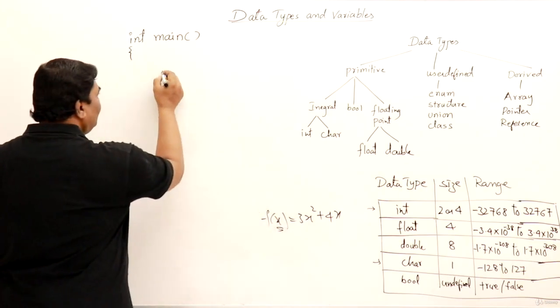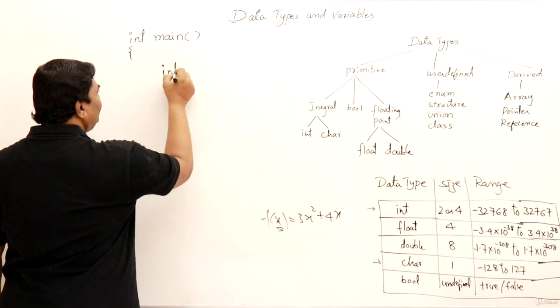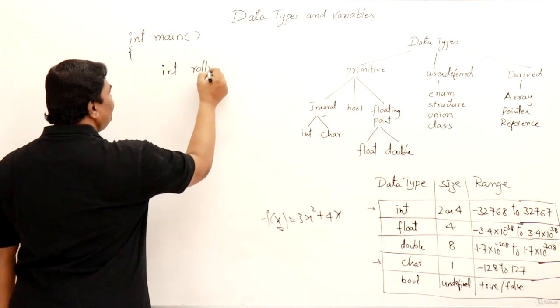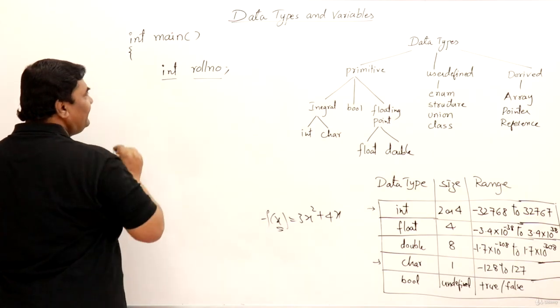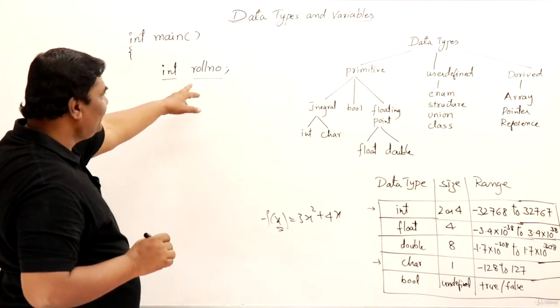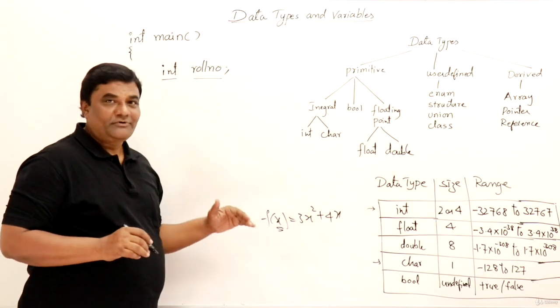So I'll take a variable of type integer. This is the method of declaring a variable. This is the variable name and this is the data type. You have to declare the variable before using it in the program.